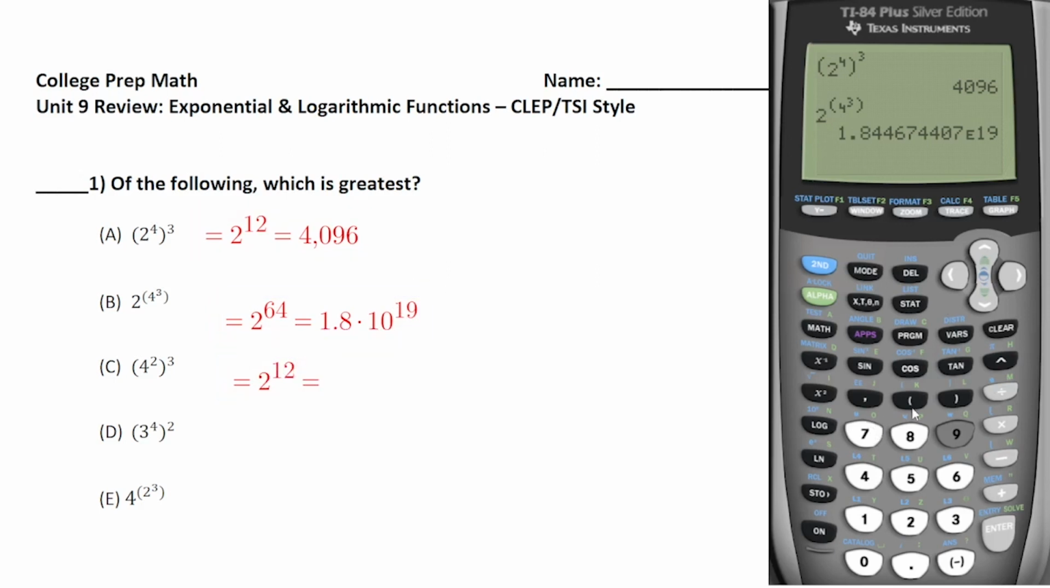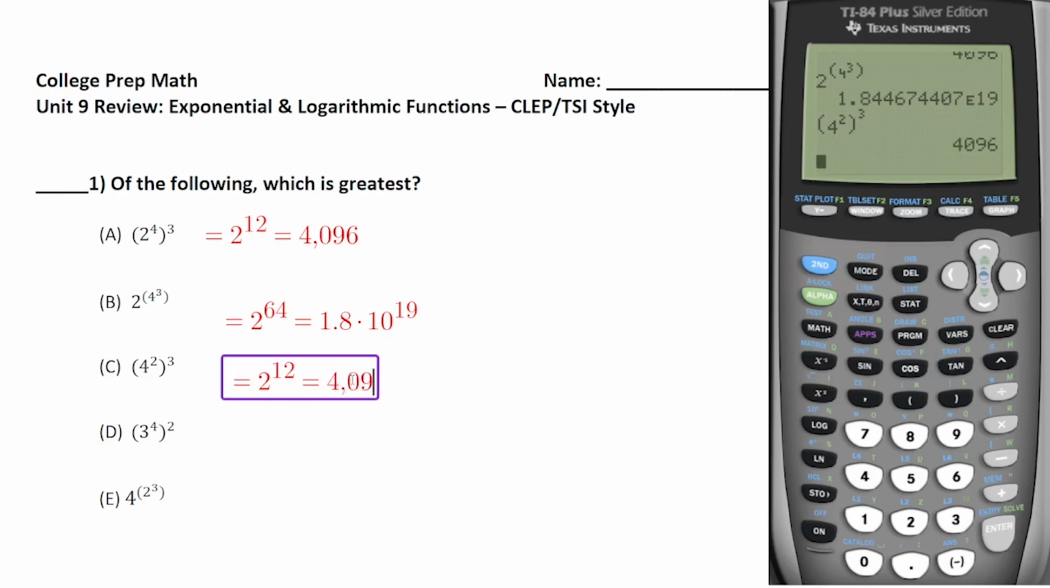But either way, I'm going to type this in exactly how it looks. 4 squared to the power of 3. And yep, it is the same, 4,096, which we can recognize just by converting this to a power of 2.